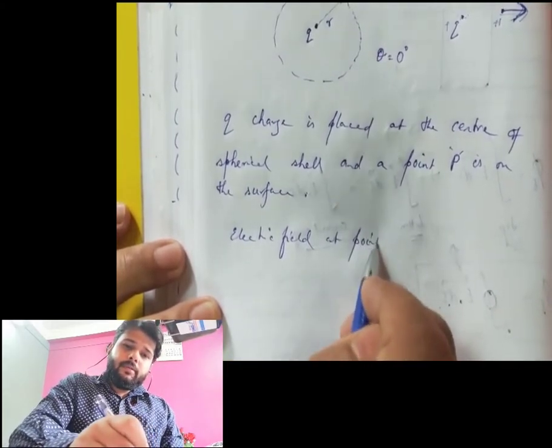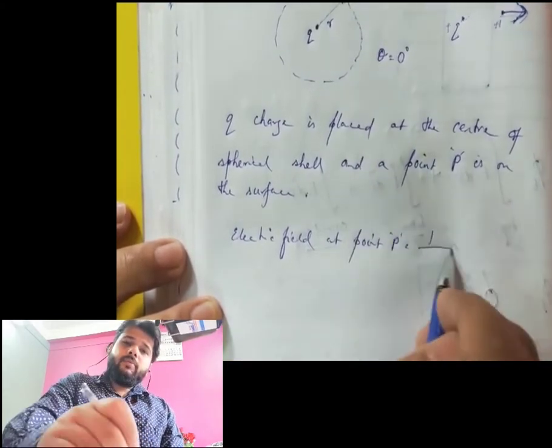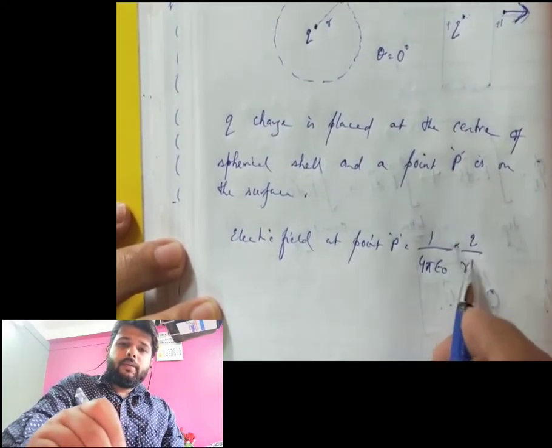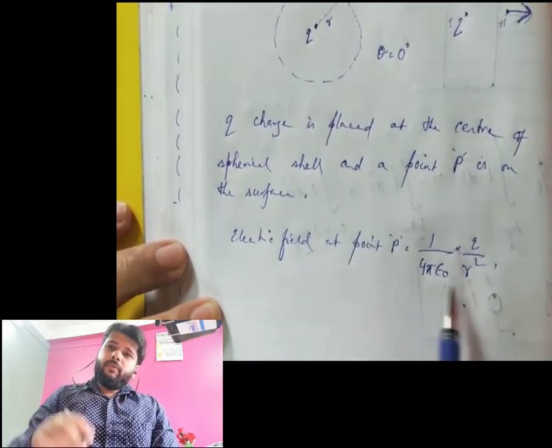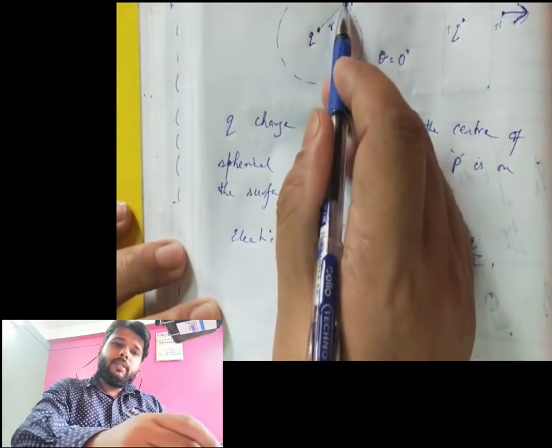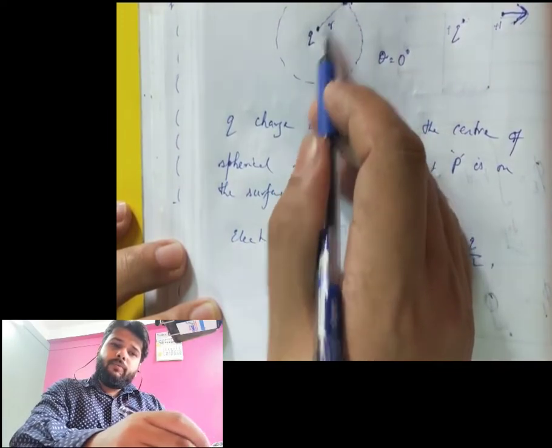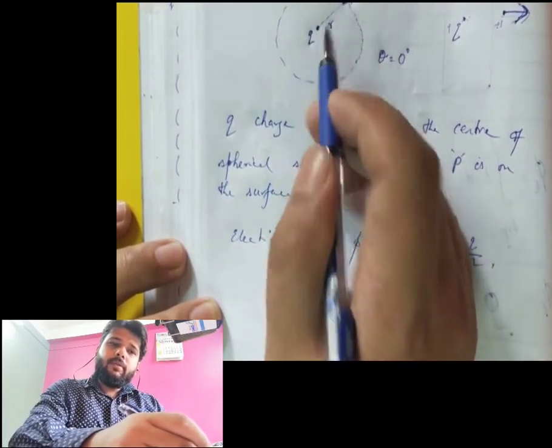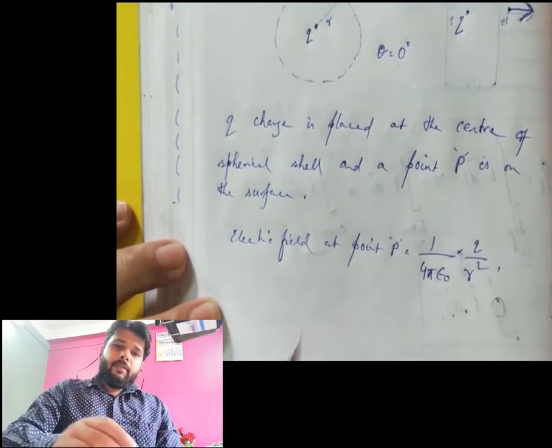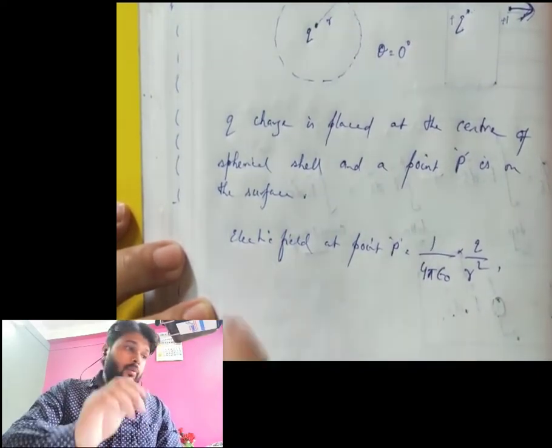The electric field at point P will be 1 by 4 pi epsilon naught into q by r square. We know that the electric field is 1 by 4 pi epsilon naught into q by r square. So at this point, the electric field will be 1 by 4 pi epsilon naught into the charge divided by the square of the distance, that is r square. So this is the electric field. Now what will be the electric flux?